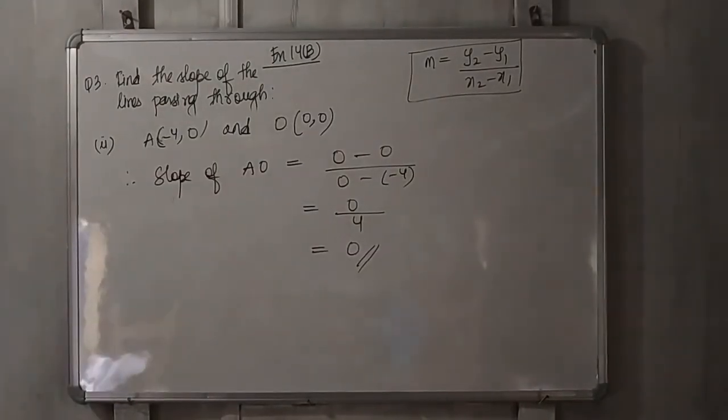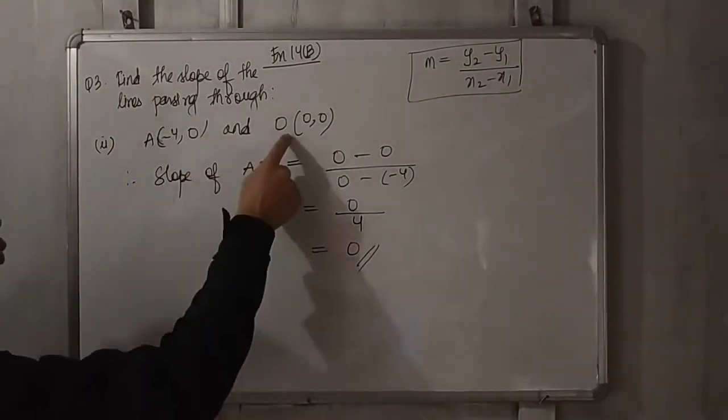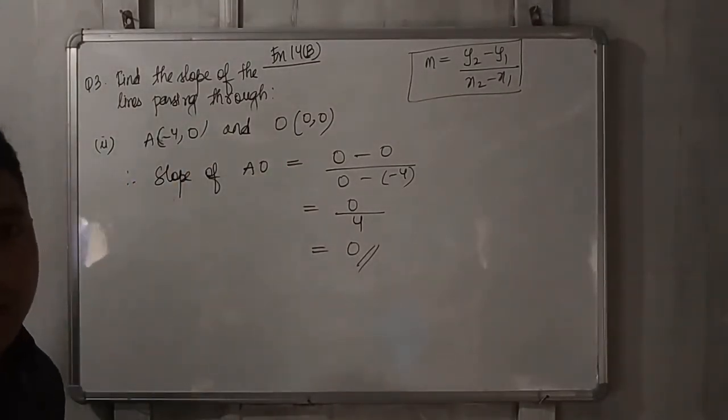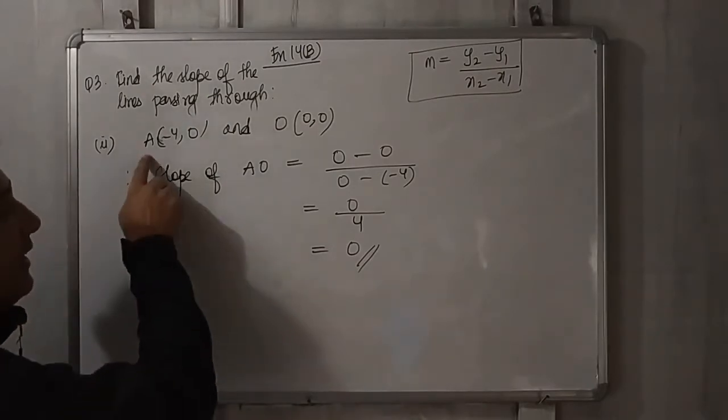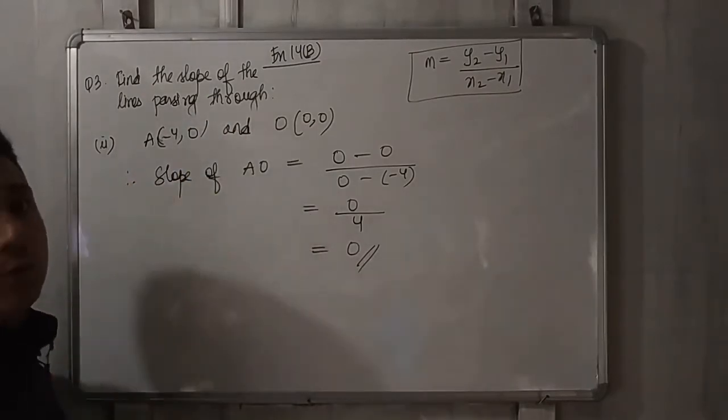Alright, the next one is again 2 points. A is this, O is this, because O is the origin out here. Find the slope of the line passing through the point A and the origin. What will be the slope? So we need to find.